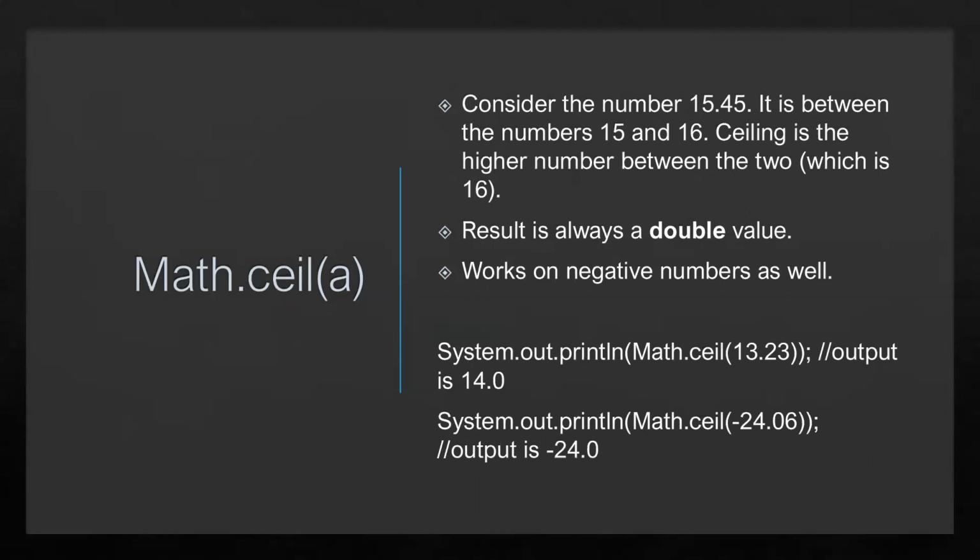The next is Math.ceil, which stands for ceiling. So I'll explain this with an example. Consider the number 15.45. It's between the numbers 15 and 16. The ceiling will be the higher number between the two, which is 16. And the result is always a double value, and this works on negative numbers as well. So as you can see here, in the first example, 13.23 is between the numbers 13 and 14. And since ceil is the higher number, the output will be 14.0. Similarly, for the second one, -24.06 is between -24 and -25. And since -24 is greater, the output will be -24.0.